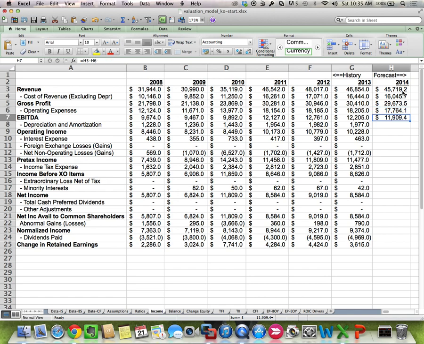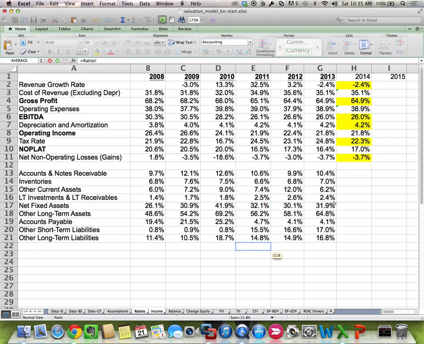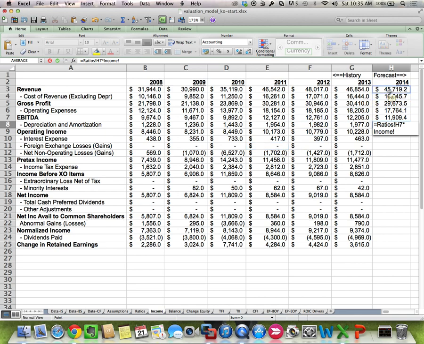All right, depreciation equals, from the ratios, depreciation as a percentage of revenue times, from my income tab, 2014 revenue. Operating income equals EBITDA minus depreciation. There's my operating income or profit forecast. So we very quickly forecasted the operating income of the firm.